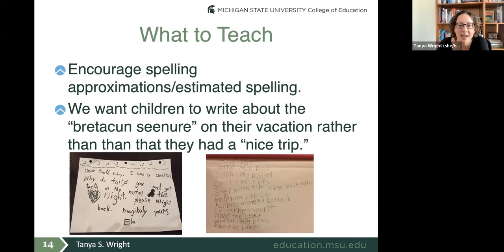So if we're insisting on conventional spelling, kids are definitely going to write, I went to the park, it was nice, because they know how to spell those words conventionally. Or I had a nice trip, but I'd really prefer to see breathtaking scenery than nice trip. That's what that says. If you didn't catch that one, because that's much more precise writing and tells me a lot more, and it gives kids the freedom to express their ideas.